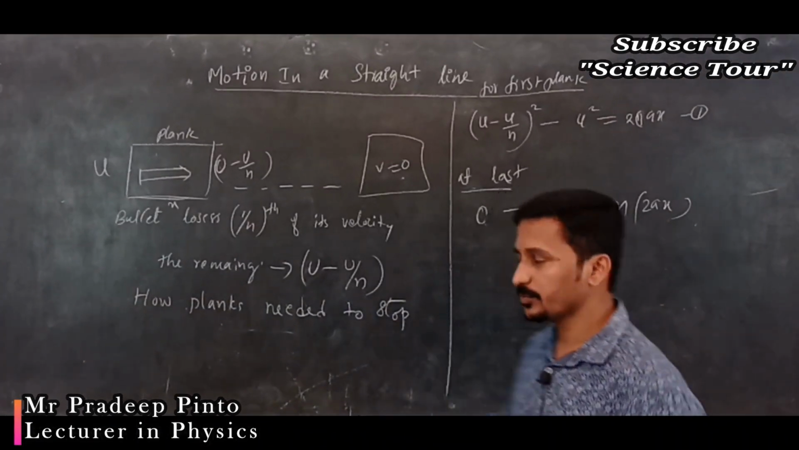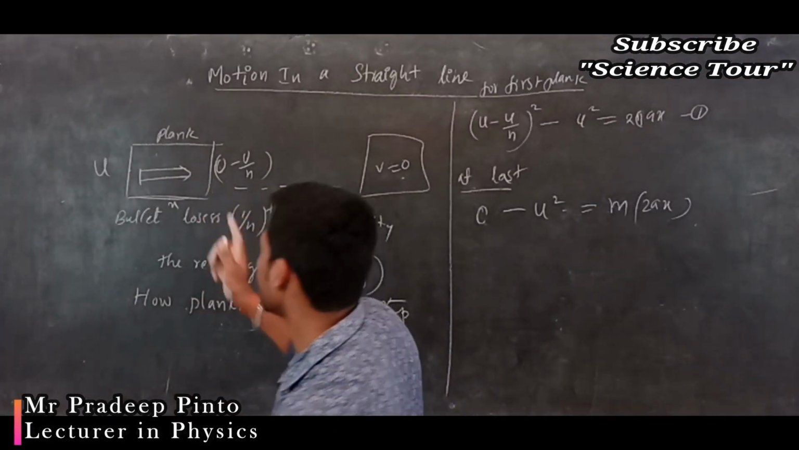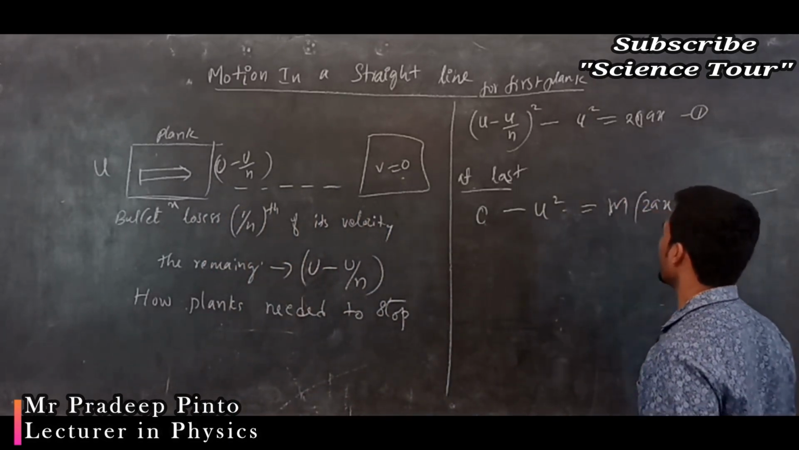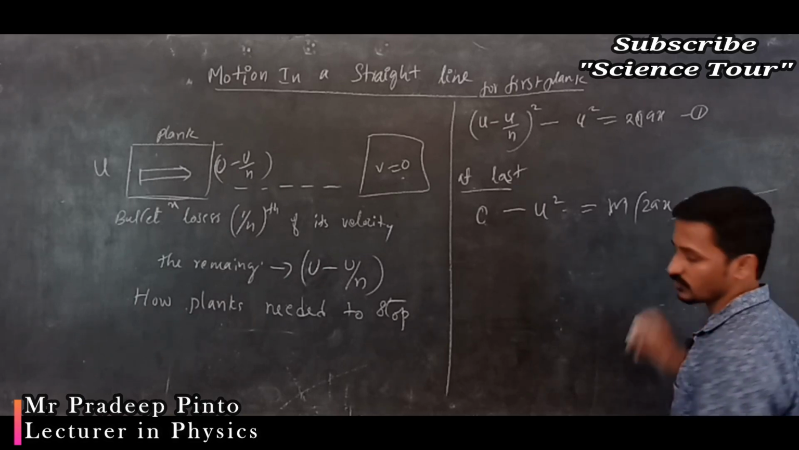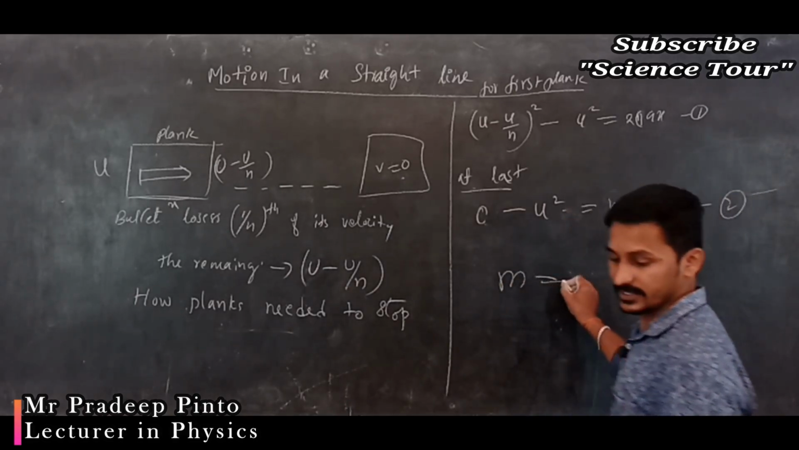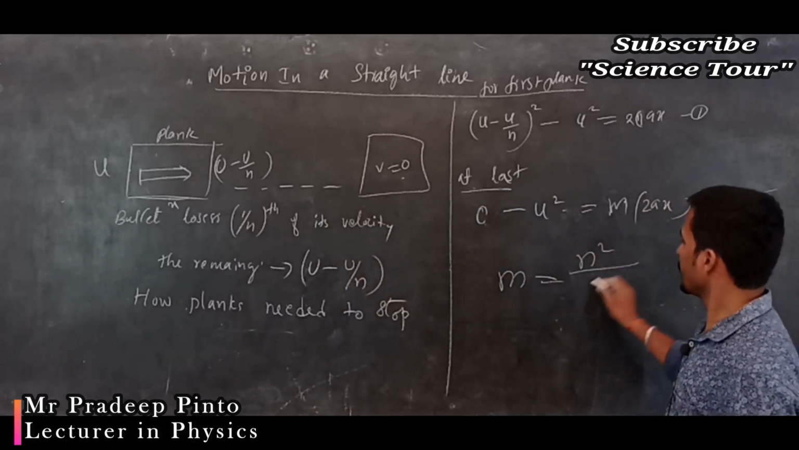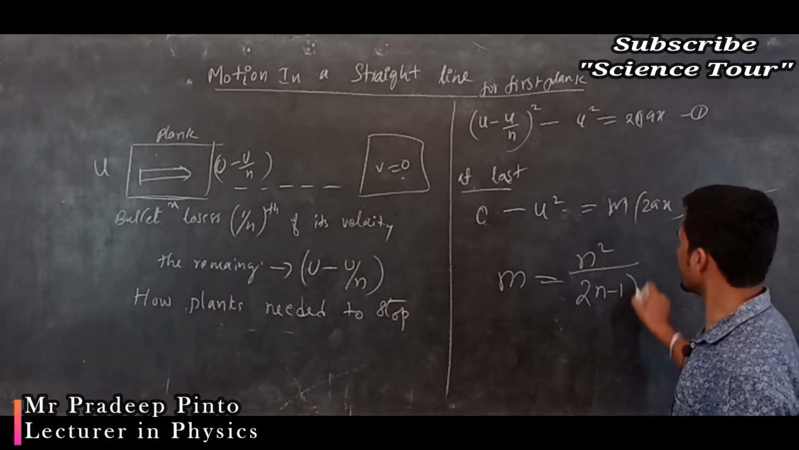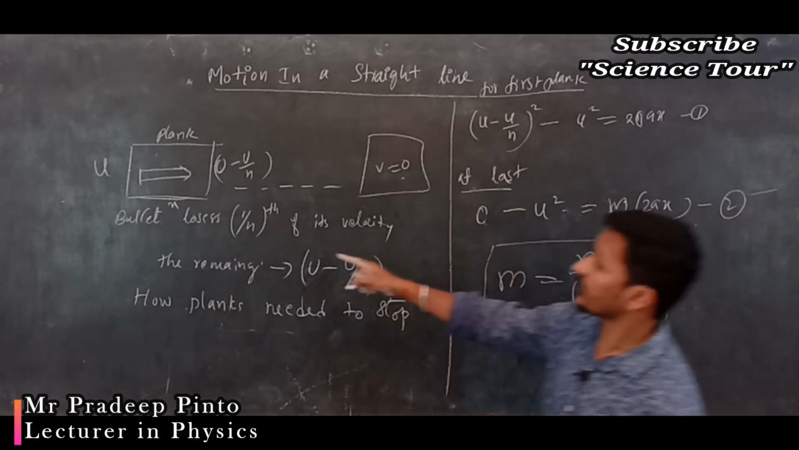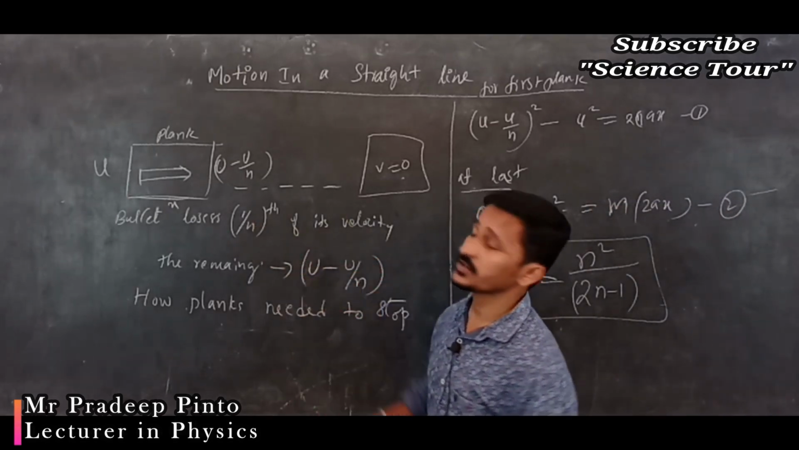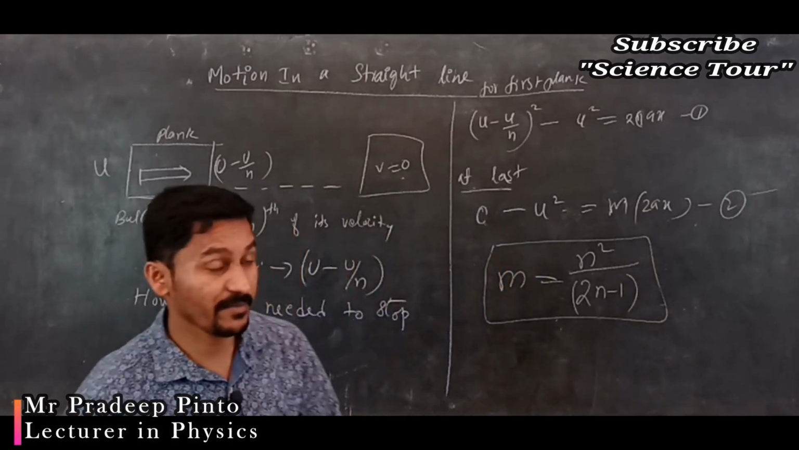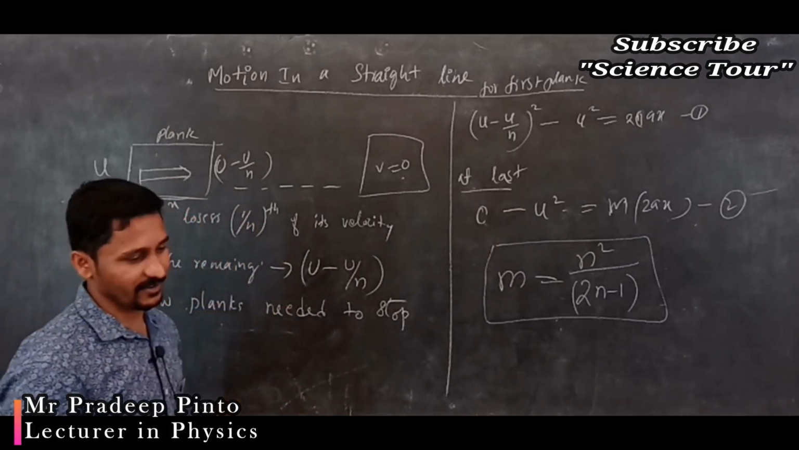So see, I can't put n here, because 1 by nth of the velocity is given. So m number of planks are needed. This is equation 2. So totally, m number of planks are necessary to stop if the velocity is lost by u by nth of its initial velocity. Remember, u by nth of its initial velocity.